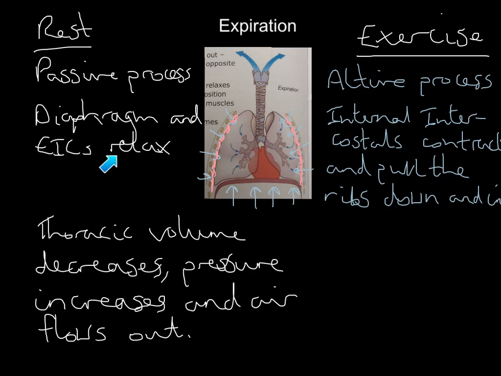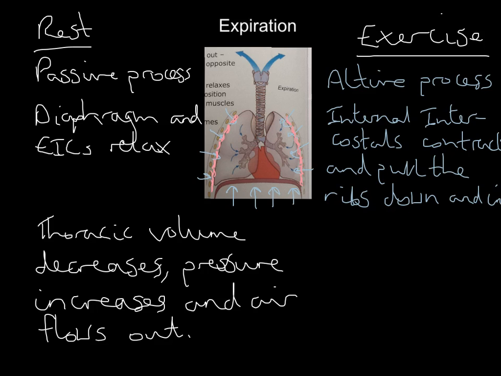Remember, when your external intercostals relax, the rib cage will just fall back down normally, as it's doing at rest. The point is, during exercise, that's not happening quickly enough. We need it to happen quicker. So the external intercostals are going to relax, but then the internal intercostals are going to contract to pull the ribs. Think of it this way. Here's the easiest way to remember it.